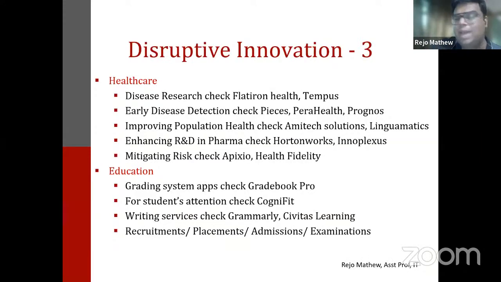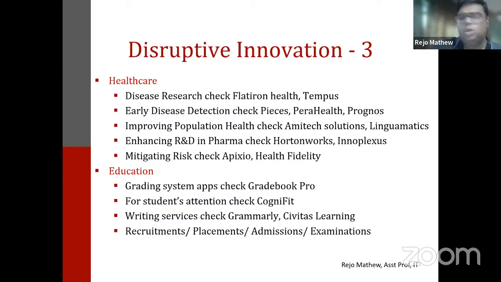Then there is enhancing R&D in pharma. Most of these big data companies like Hortonworks, Plexus, are working on R&D to change the way data analysis is done, or how big data is used in the healthcare industry. And of course there are mitigating risk and all those things.